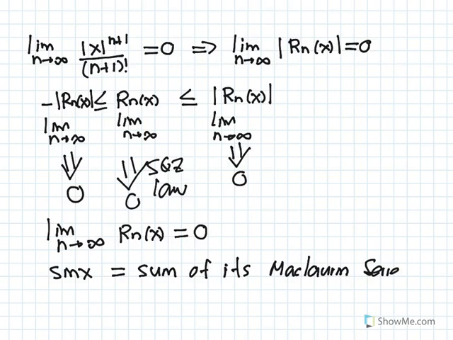So the key to proving that a function is equal to the sum of its Maclaurin series or the sum of its Taylor series is to prove that the remainder term approaches 0 as n approaches infinity, because the remainder term represents the error. It's the difference between the function and the approximating polynomial.